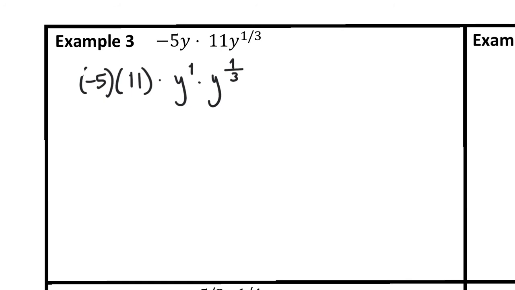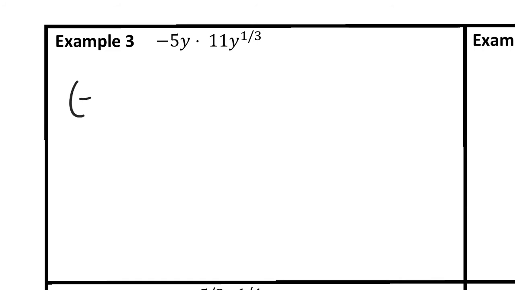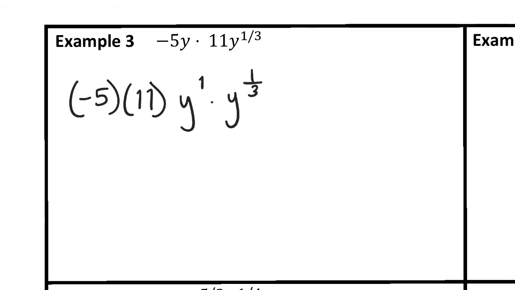You know what? I'm going to write it a little bit bigger, just so that I can write the exponents a little bit bigger as well. Y to the power of 1 times y to the power of 1/3. Okay, this is going to equal negative 55. Then the y exponents are going to add, so it's 1 plus 1/3.